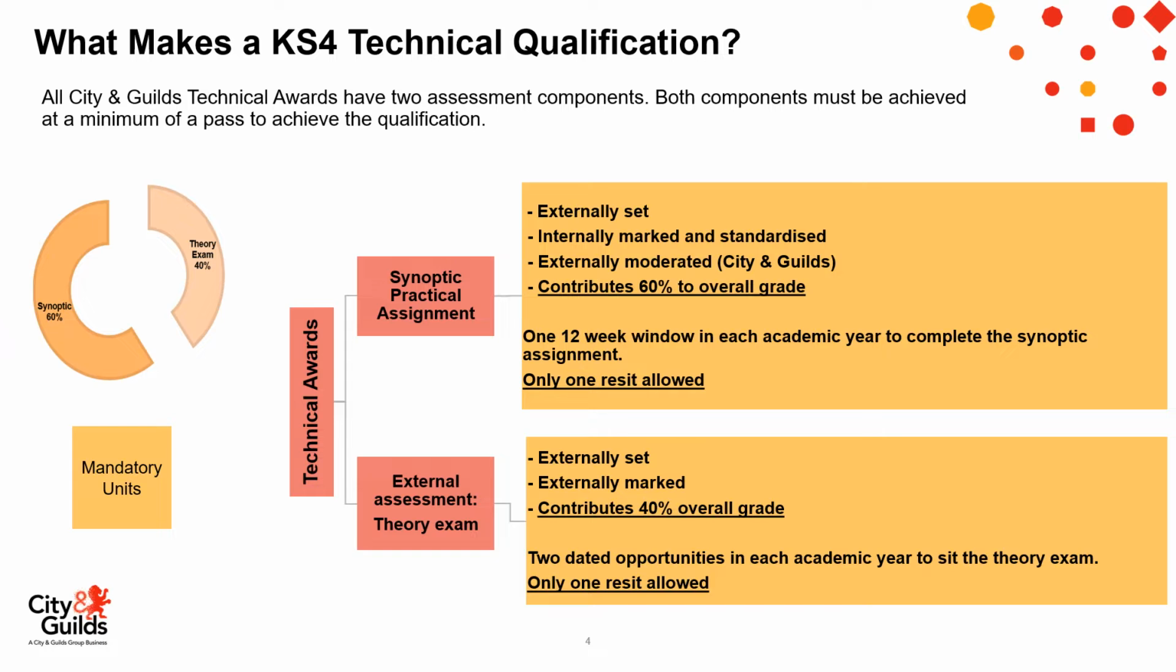This is externally set, internally marked and standardised. It's externally moderated by City and Guilds. There is only one 12-week window in each academic year to complete the synoptic assignment, and only one resit is allowed. Also, there will be one end externally assessed theory exam. This makes up 40% of the qualification. The questions will be drawn from the critical knowledge across the mandatory qualification content. Again, this is externally set, externally marked. There will be two dated opportunities in each academic year to sit the theory exam, and only one resit is allowed.